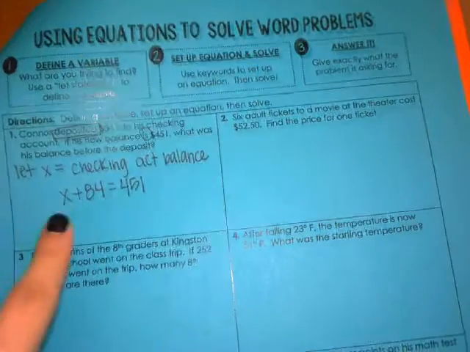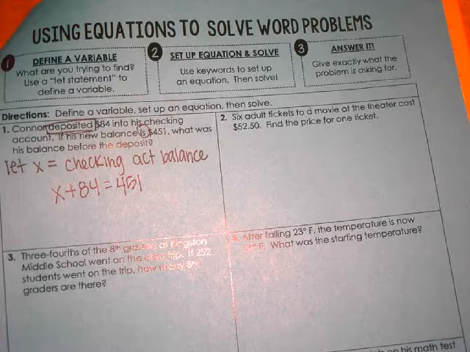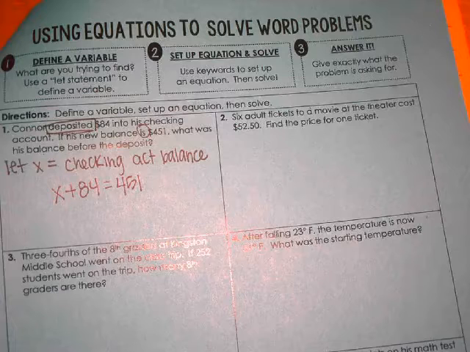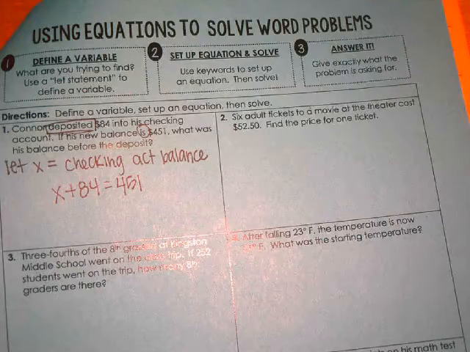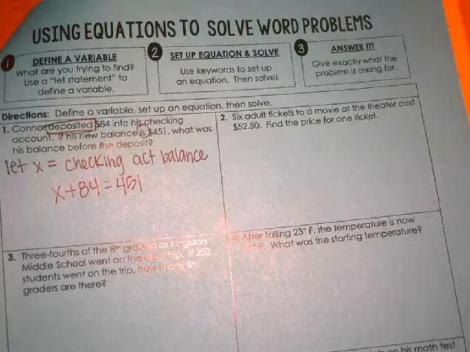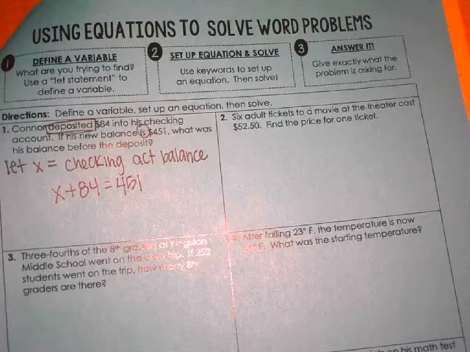Because do we know what my checking account balance was before I deposited the $84? No, I want to figure that out. So it's x, which is my checking account balance, plus the $84 that I put in, equals the 451 that I have afterwards. Does that kind of make a little bit of sense? Solve it, please.